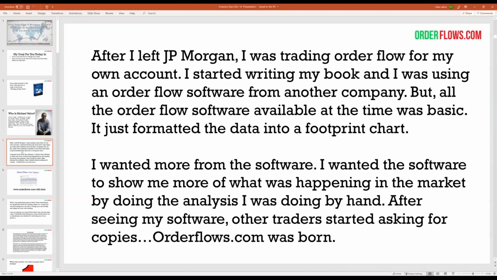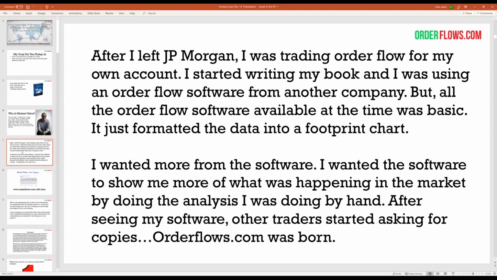I started writing my book, and I was using order flow software from another company. But all the order flow software that was available at the time was just basic. It was just formatting the data into a footprint chart. And if you're familiar with software, it exists to help make your life easier, to help you do things, help you analyze things.